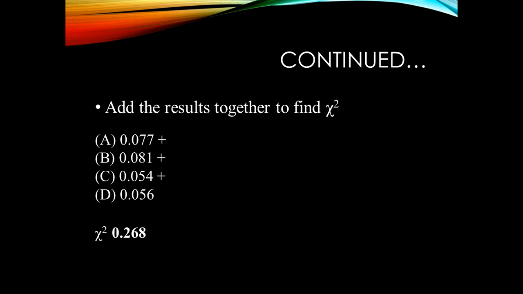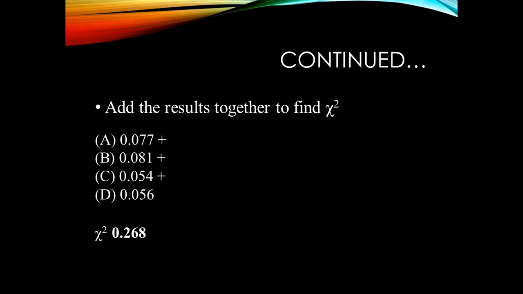Okay, so there we have the results of the 4 cells: 0.077, 0.081, 0.054 and 0.056. And now we add those 4 numbers together. You can do that on the calculator if you'd like, and what it will give you is 0.268, the number at the bottom of the screen there.